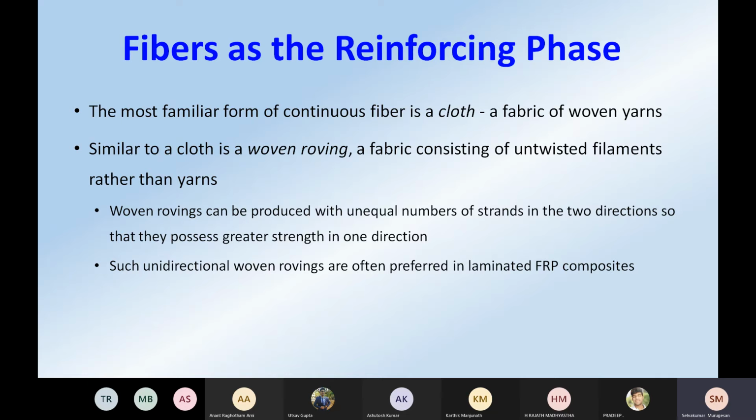Then there is the direction of reinforcement, and how the alignment is, like unidirectional or bidirectional, or what kind of angle they keep during reinforcement. All these things are very important where you want to have the desired properties of the prepared fiber reinforced plastic composites.